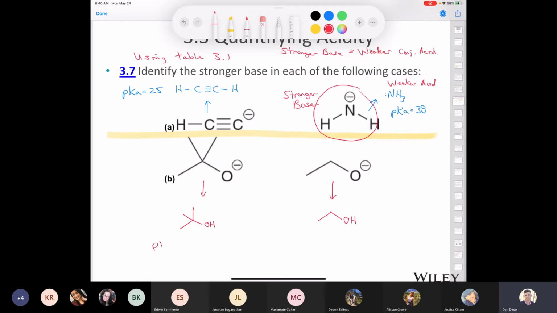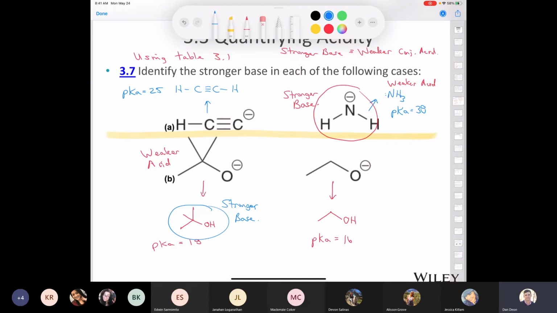If we compare their pKa's, and you can go look at the table, the pKa of tert-butanol is 18, whereas the pKa of ethanol is 16. Now, that's a lot closer, right? 16 and 18 are much closer numbers than 25 and 38, okay? They just are. But still, you can see that this acid is 100 times stronger, or its relative acidity, I should say, is 100 times more. So since this one is the weaker acid, this will be the stronger base.